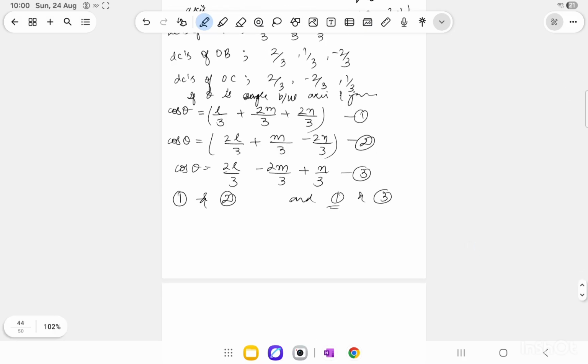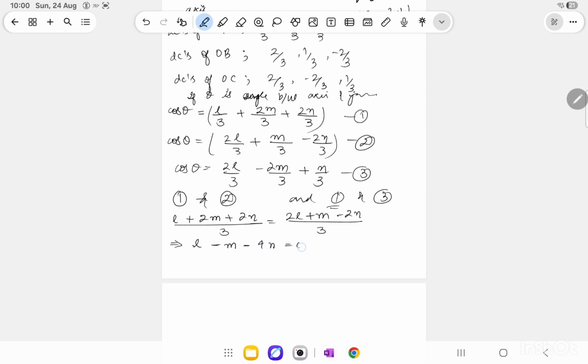So let us equate. If we equate, I'll get (l + 2m + 2n)/3 equals (2l + m - 2n)/3. This I got by equating 1 and 2. From here I'll get my equation as l - m - 4n = 0. This is my fourth equation.